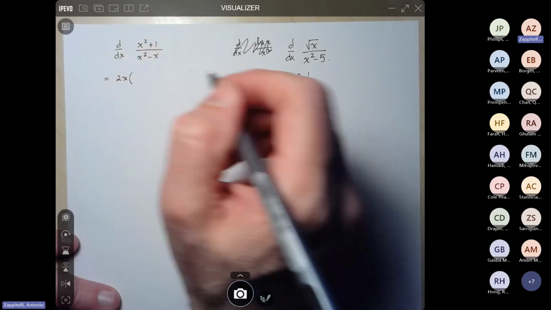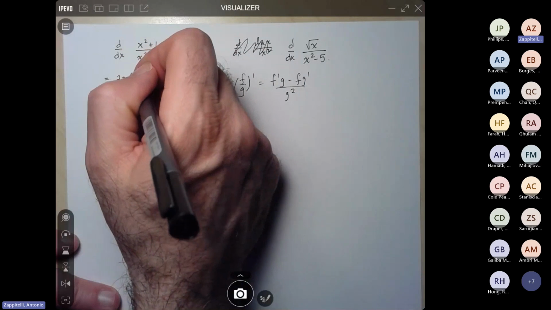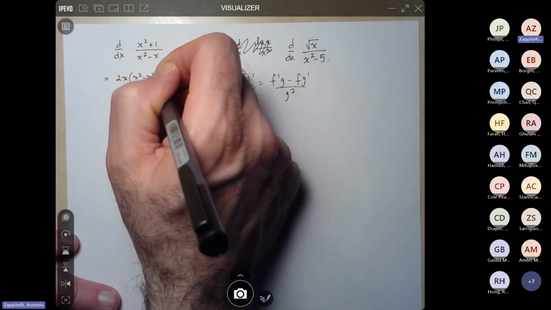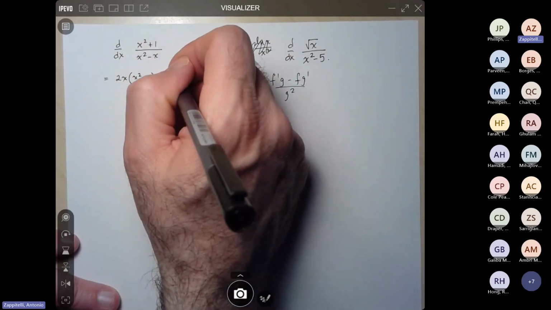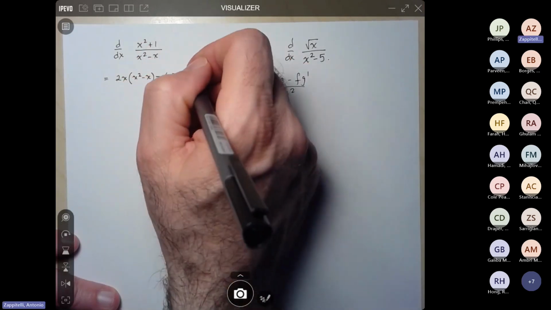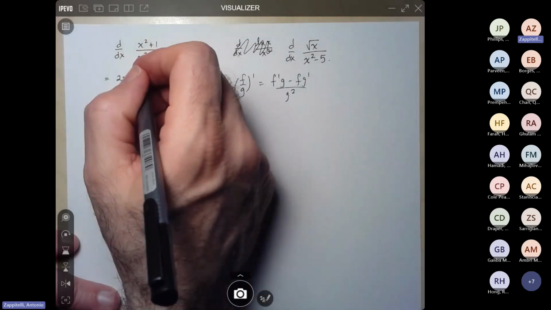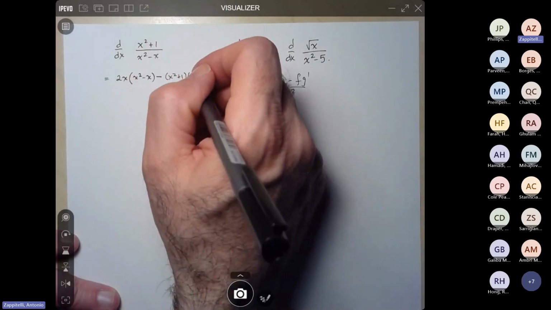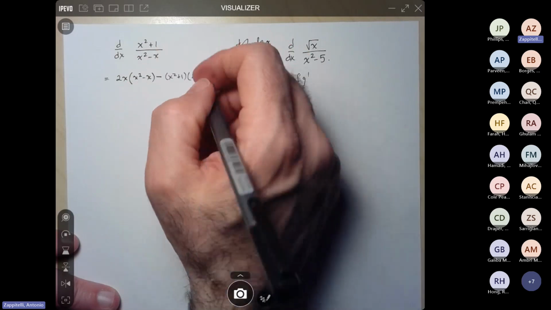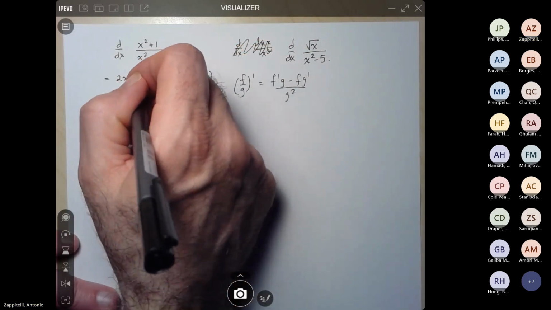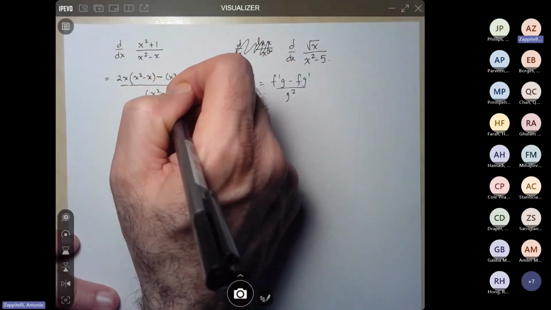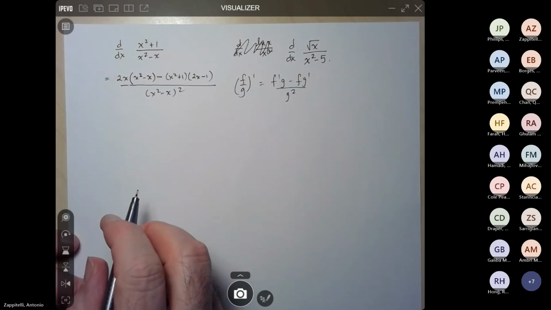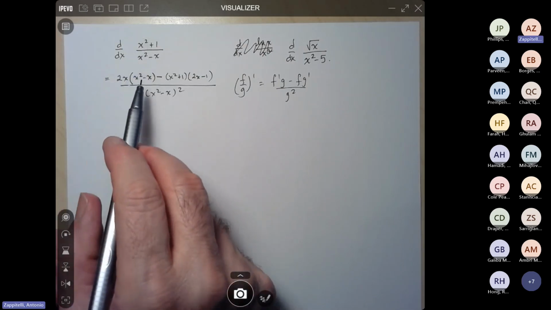Okay, so that's done. Times the denominator function, x squared minus x, minus the numerator function, x squared plus 1, times the derivative of the denominator function. The derivative of x squared is 2x. The derivative of x is 1. All over x squared minus x all squared. Okay? So this now gives me the derivative.